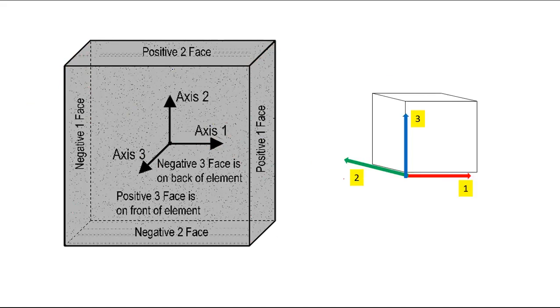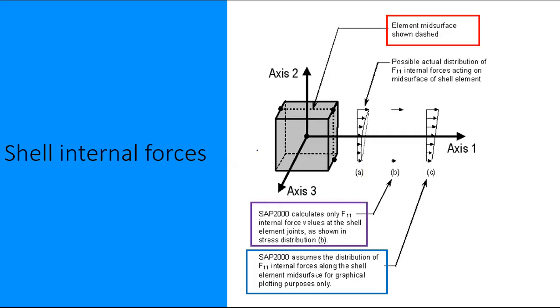For axis 2, as you can see, this is the positive face and this is the negative face. For axis 3, the positive face is this one, and the negative face is this one at the back. If you go to the internal forces, always remember these shell internal forces, doesn't matter again whether membrane, plate or shell, show in the tab called shell stresses.